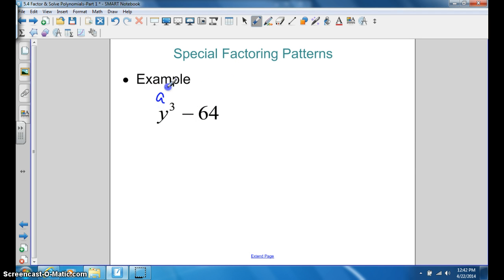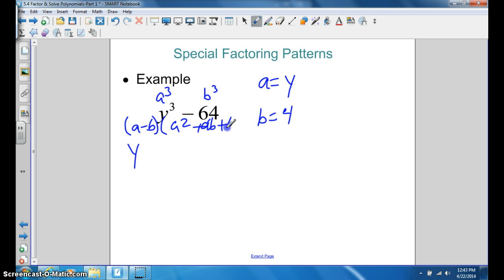So once again, we have a cubed and b cubed. So we'll take the cube root of y cubed, and we get y. And the cube root of 64 is 4. So we have a minus b times a squared plus ab plus b squared. So I'm going to have y minus 4 times y squared plus 4y plus 16.